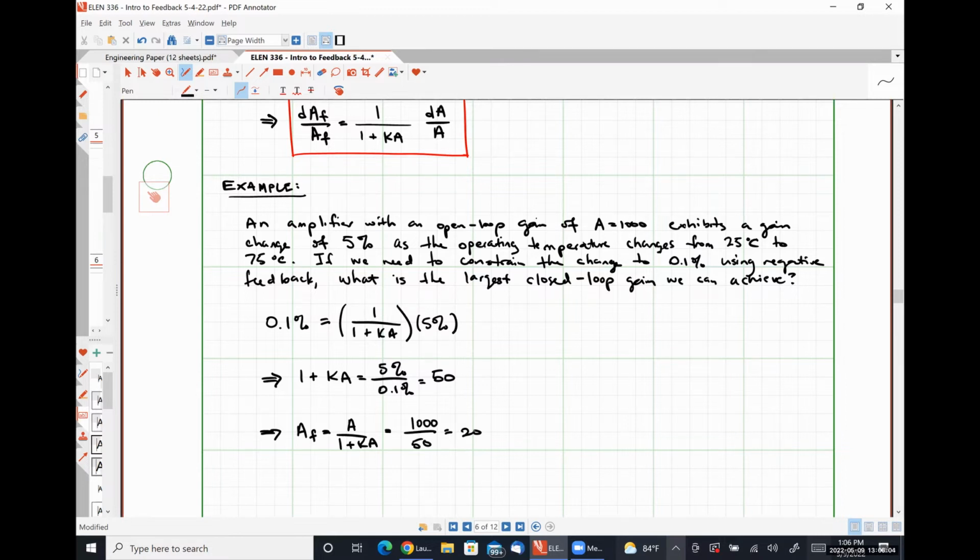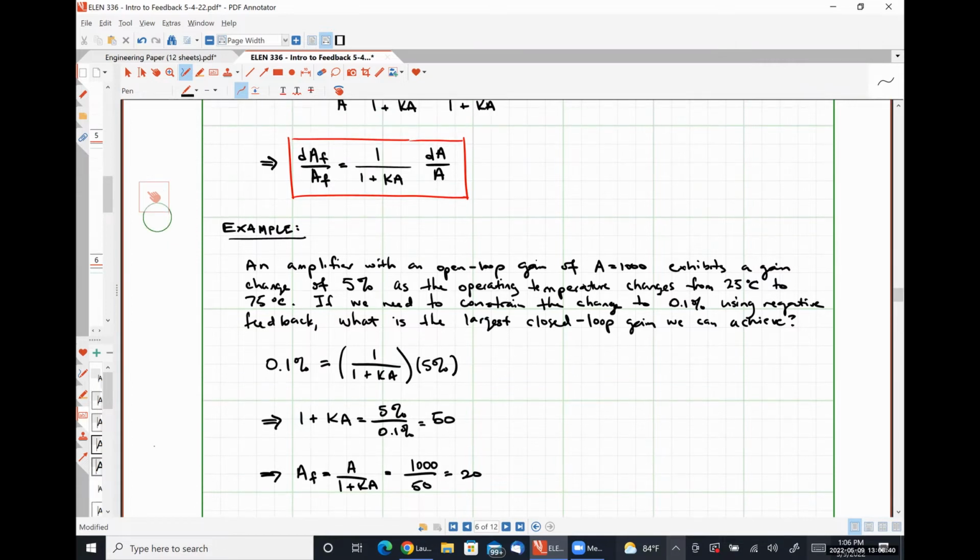So that constraint on how much we allow our system gain to change has lowered our system gain by a factor of 50. Okay. So we have a much more temperature stable amplifier, but it cannot achieve the large gain that we observed in an open loop configuration.